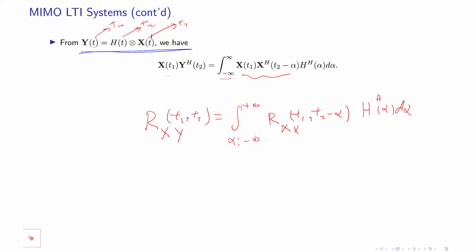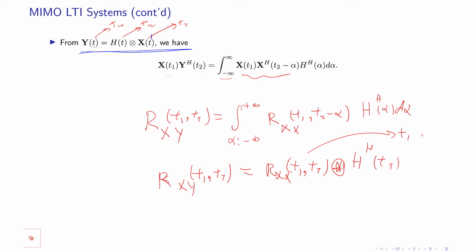Now what this equation says is that R_xy of t1 and t2 is equal to R_xx of t1 and t2 convolved with h Hermitian of t2. Remember that in this convolution, t1 is fixed. So this relationship is important.